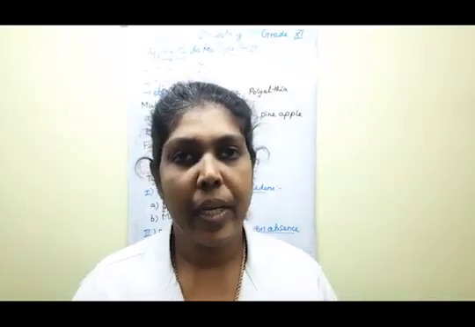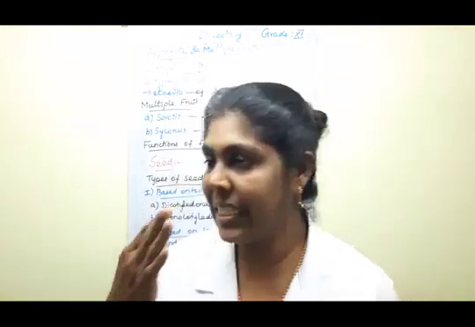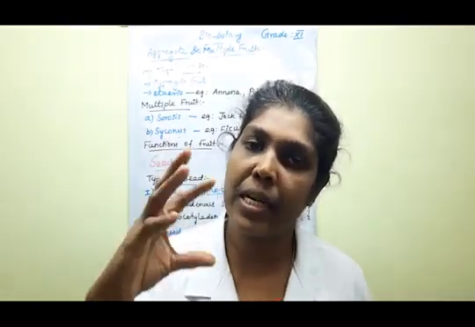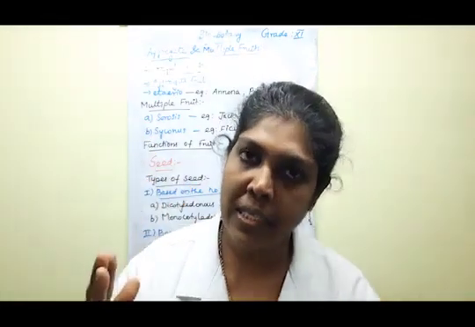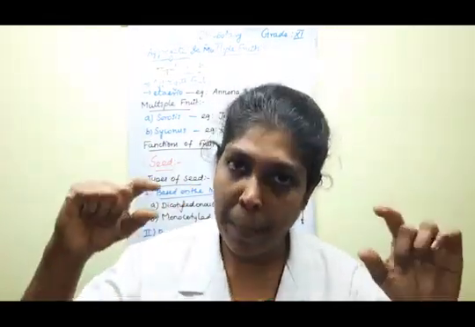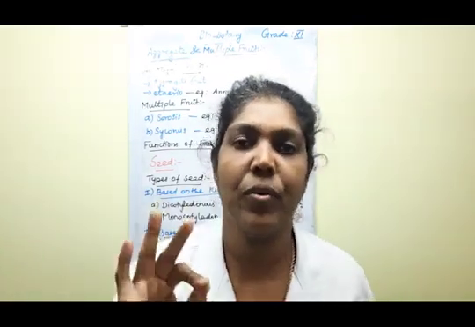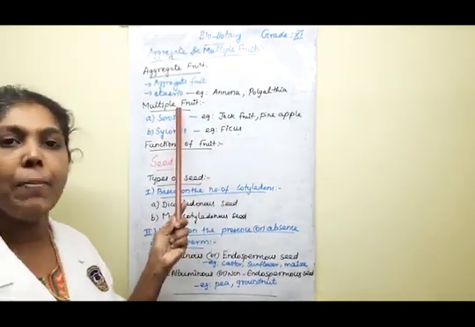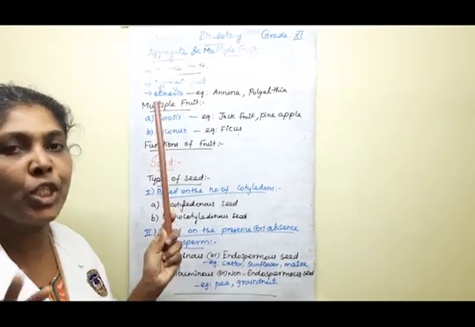So here, the multiple fruit, that is a composite fruit, develops from the whole inflorescence region. You know that inflorescence means a collection of flowers. This is the whole inflorescence, along with the peduncle region, which also takes part in the formation of this fruit. That type of fruit is known as a multiple fruit, or another name is composite fruit.